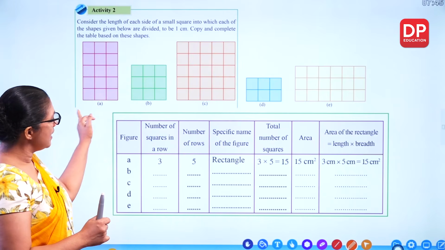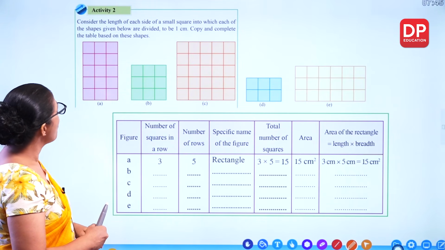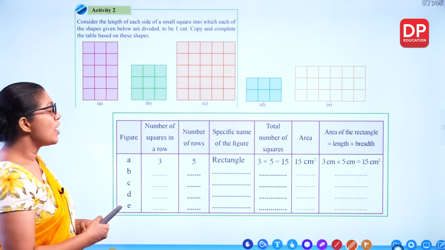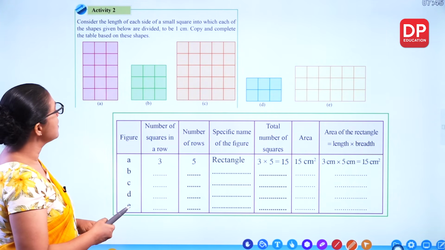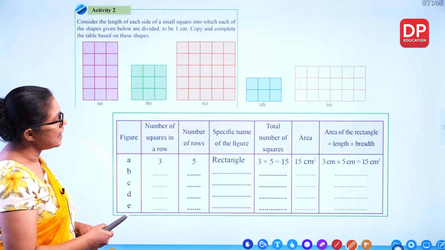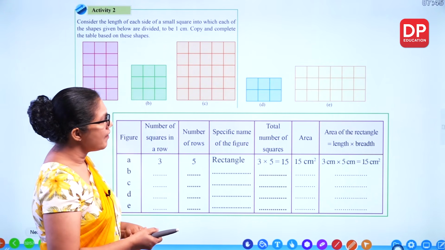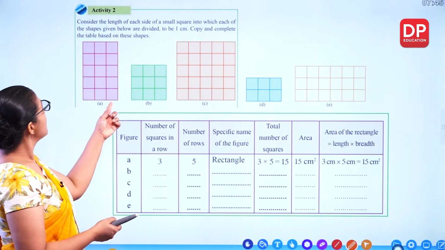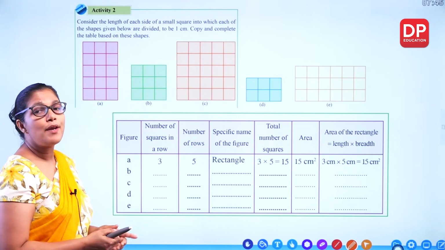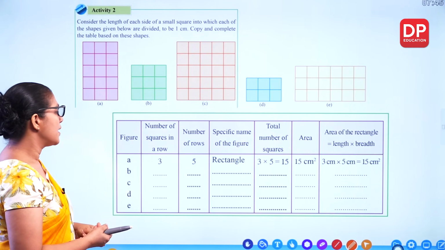This is 3 and 5. 5 is the number of rows. And what's the shape? That's a rectangle. And total number of squares? 3 times 5, 15. So that's basically the area. And area of the rectangle, if you take separately the length and width, you get 3 times 5, 15.